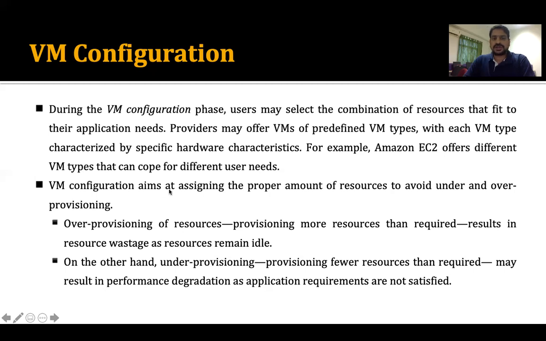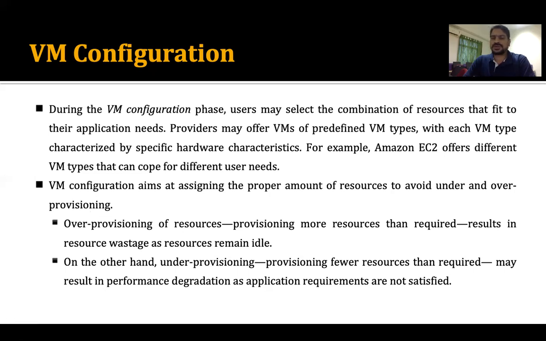Virtual machine configuration aims at assigning the proper amount of resources to avoid under and over provision. See, virtual machine configuration aims at assigning the proper amount of resources which is required by the user. If the user requires 16 GB of memory, it will give 16 GB of memory, not less, not more. So we have to avoid under or over provision, then only it will be a good configuration.